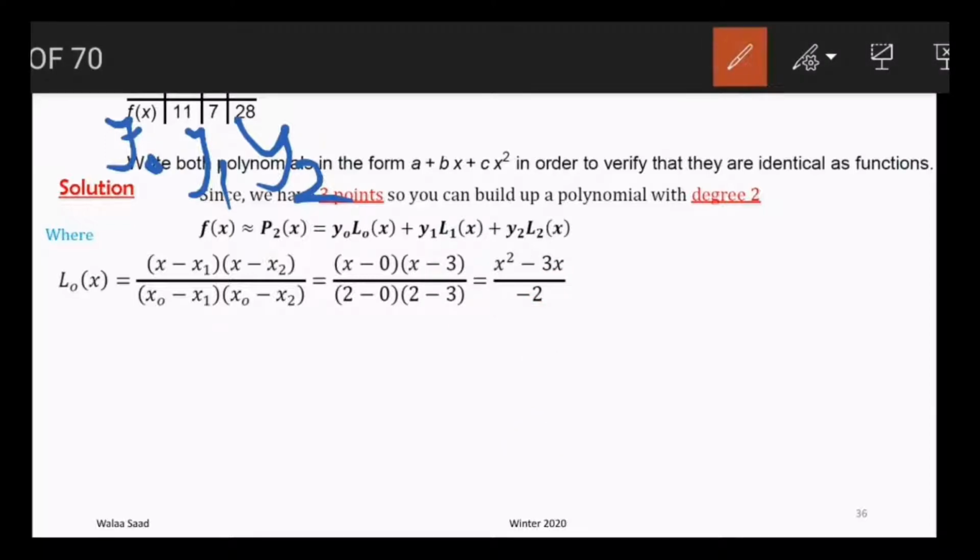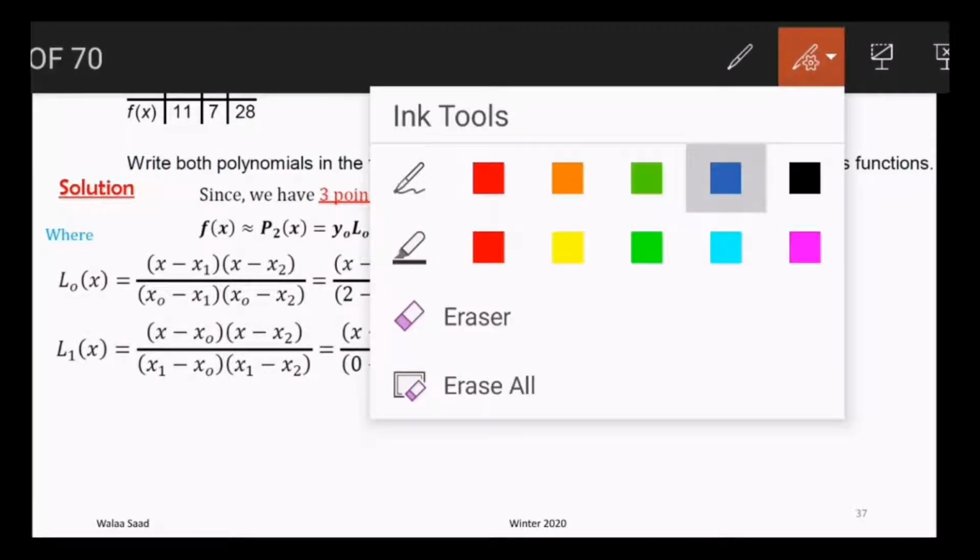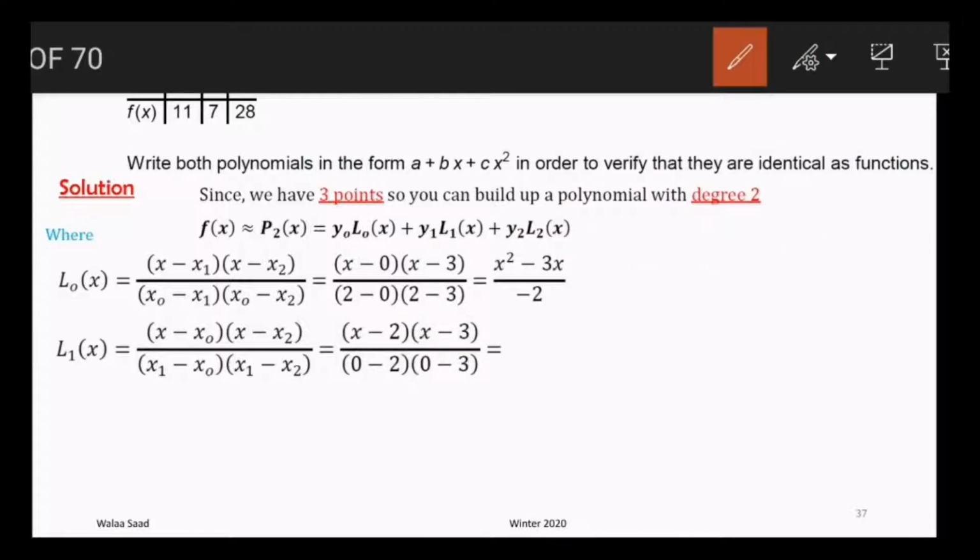and then let's get the L1, L sub 1. Again, we use all the x values, only we will dismiss the x1. So here we subtract x minus x0, which was the 2, x minus x2, and in the denominator we use this x1, the term of the Lagrange function that we are computing, and subtract from it all the other values.